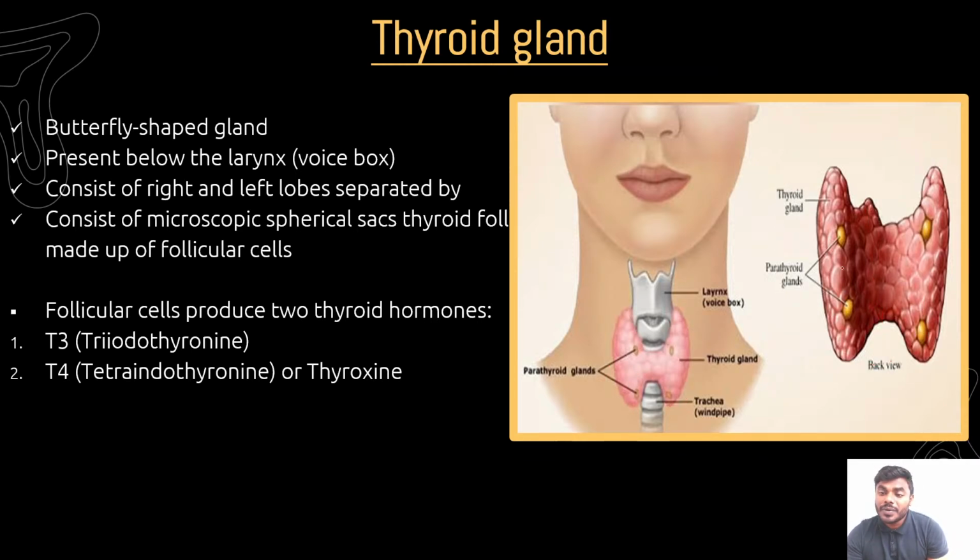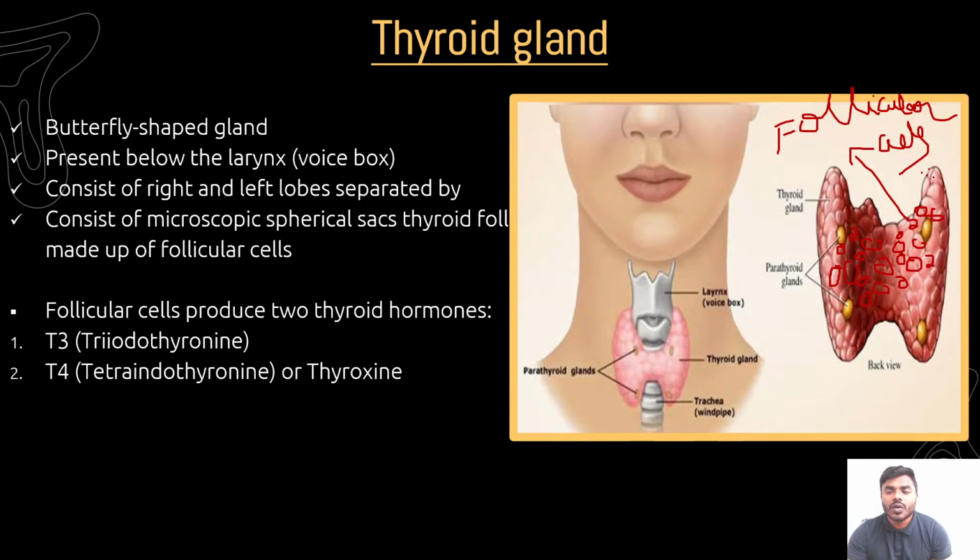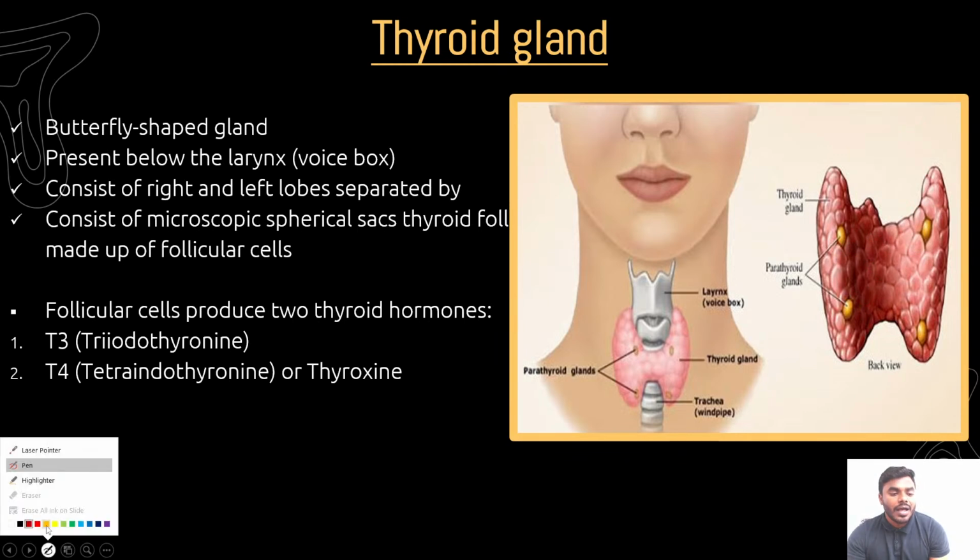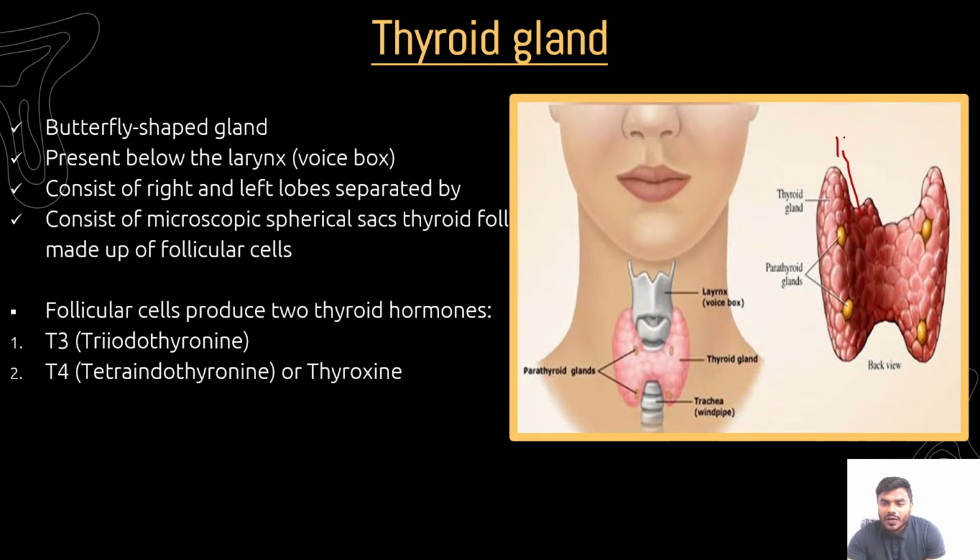Friends, you all can see the structure, right? They have spherical sac-like structures. You can see, right? These spherical sac-like structures we generally call the follicular cells. What will we be calling them, my friends? We will be calling them the follicular cells. All the students keep it in your mind. And friends, these follicular cells only secrete two important thyroid hormones, T3 hormone and T4 hormone.